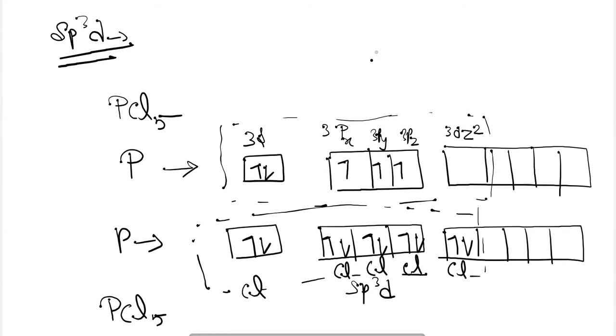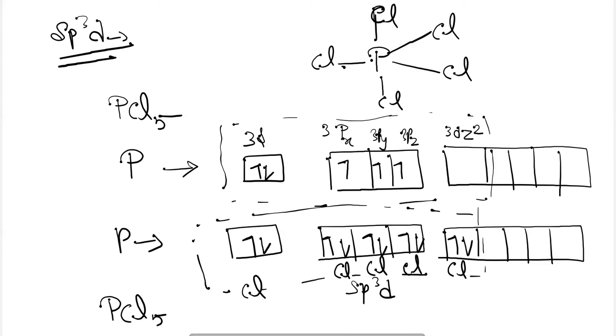Next is the structure. The structure of PCl5 will be trigonal bipyramidal. Cl, Cl, Cl, Cl, and below also Cl. So here a triangular plane is there, and one chlorine above and one below.